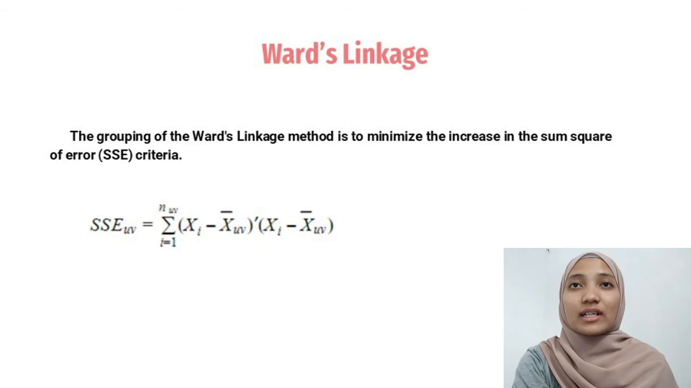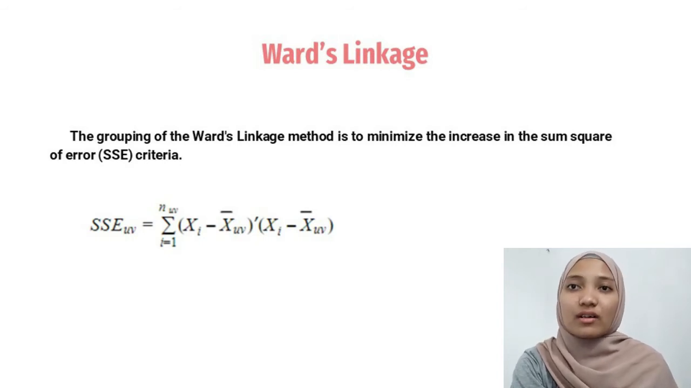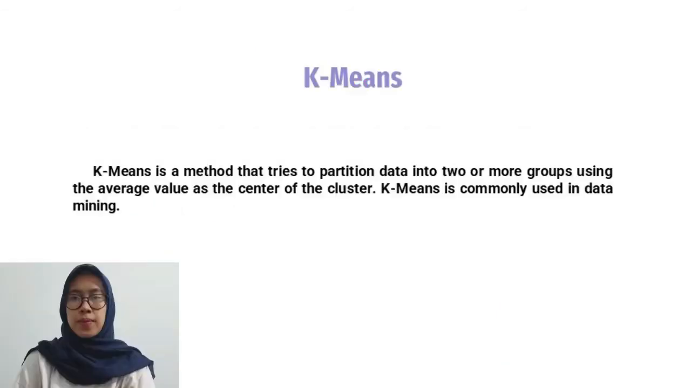And the last, Ward's linkage. The grouping of the Ward's linkage method aims to minimize the increase in the sum of squared error, or SSE, criteria. K-means is a method that tries to partition data into two or more groups using the average value as the center of the cluster. K-means is commonly used in data mining.